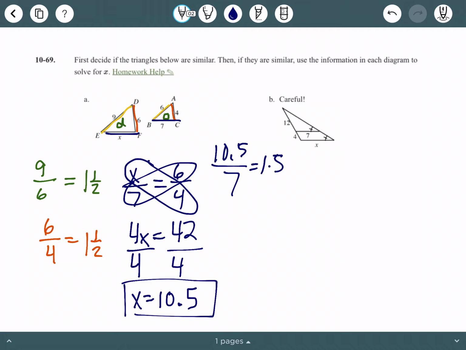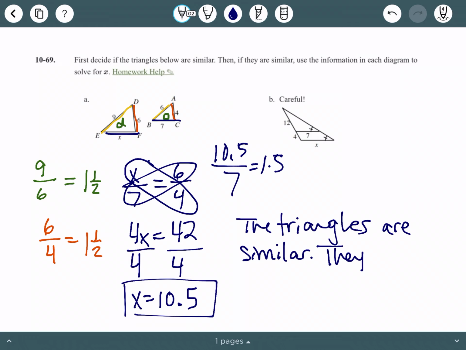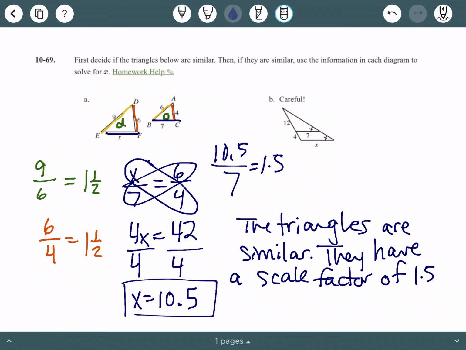So we would say, yes, for A, the triangles are similar. And then we could say they have a scale factor of 1.5. All right, so that's all for A. Let's go ahead and take a look at B now.